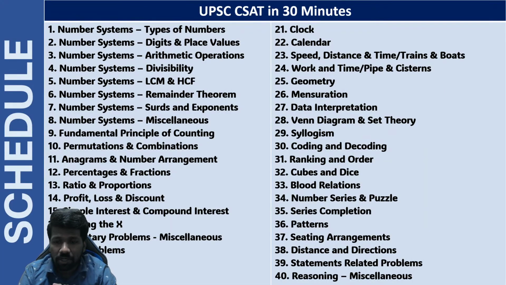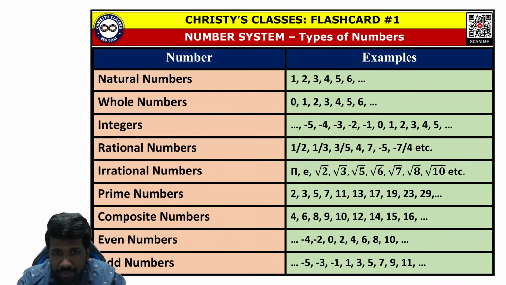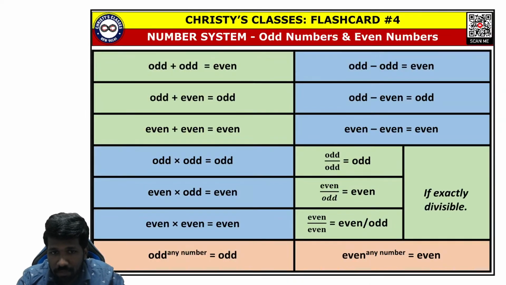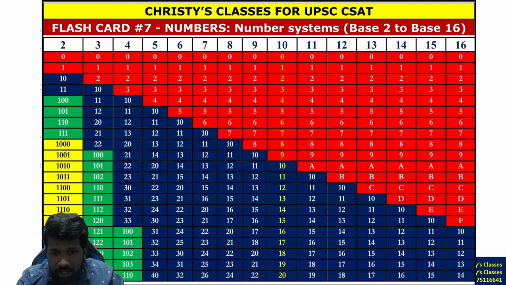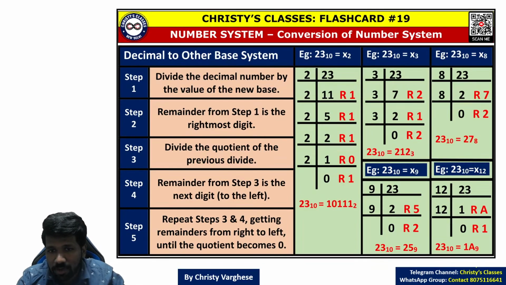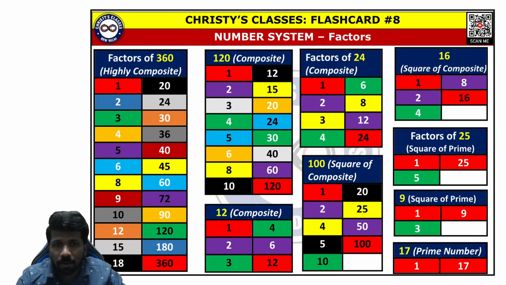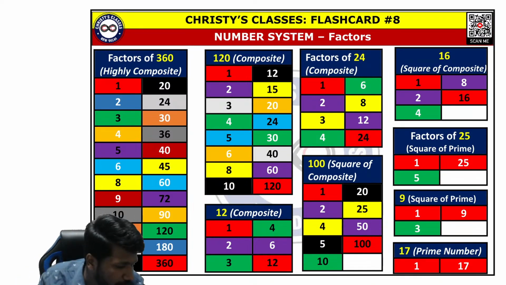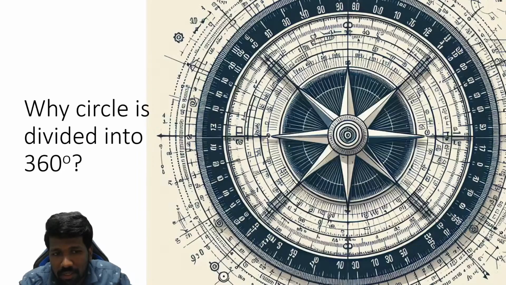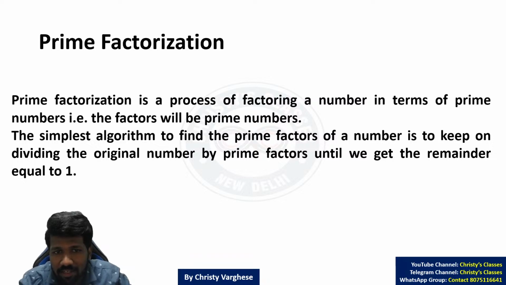So this is the complete schedule of this course. Today we are discussing the factors and divisibility topic. In the last classes we discussed types of numbers, digits and place values, and arithmetic operations connected to digits and place values. All these things we discussed. So today we are discussing factors. What is a factor and what is a multiple? In school you have learned factors and multiples.